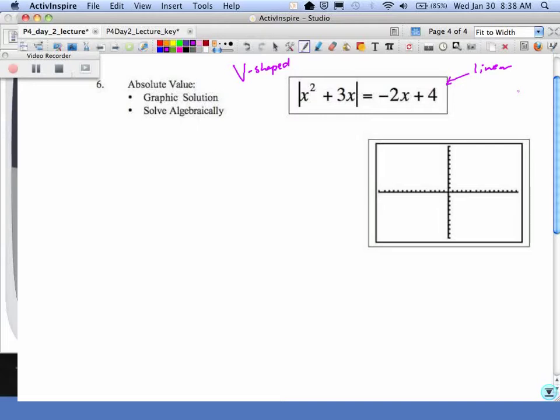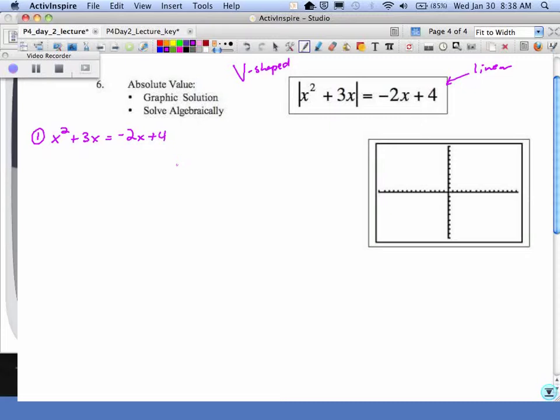Whenever you solve absolute value problems, first, x squared plus 3x is equal to negative 2x plus 4. What did I do? Took away the absolute value. Absolute value is really your distance from 0. So there's always a solution that's positive.